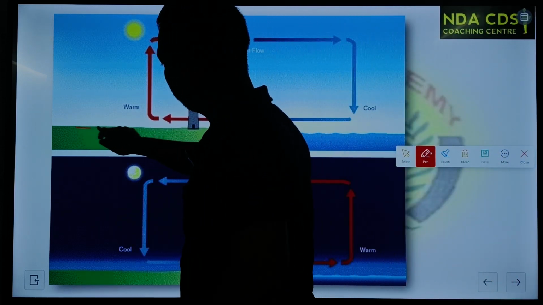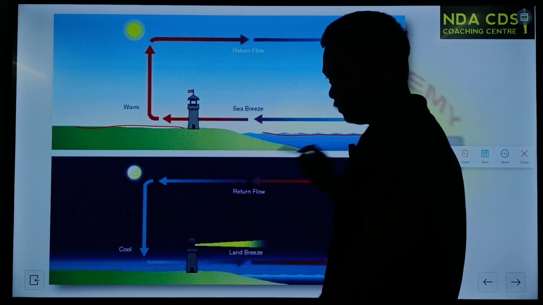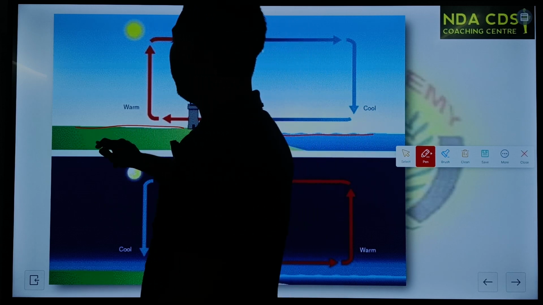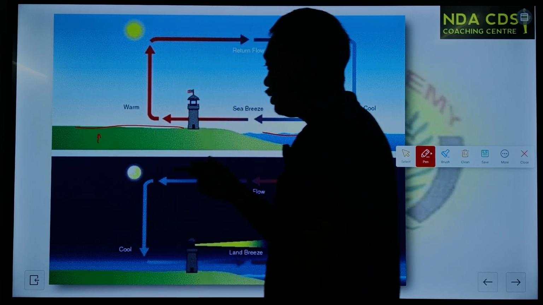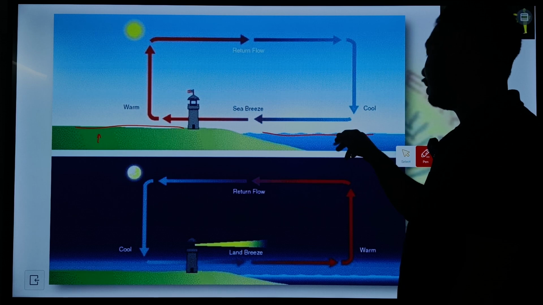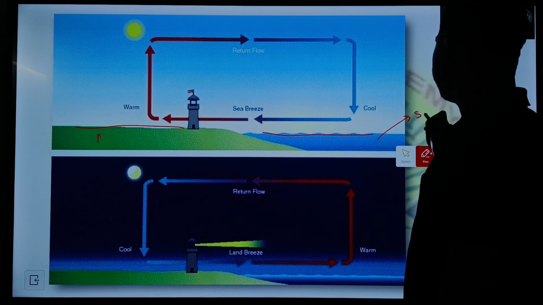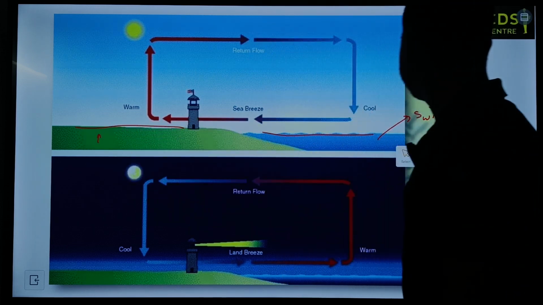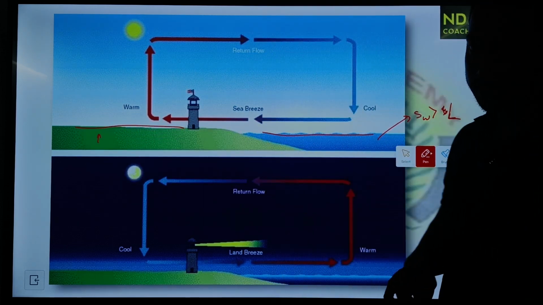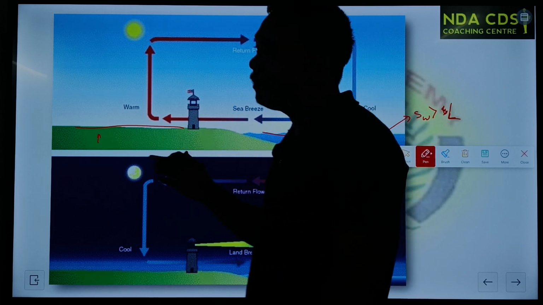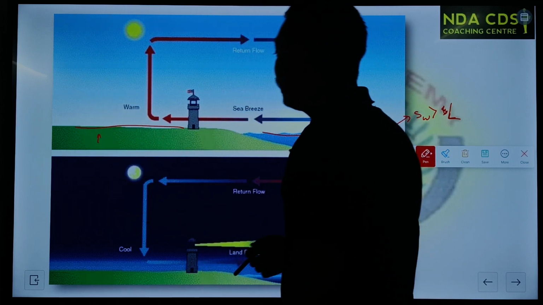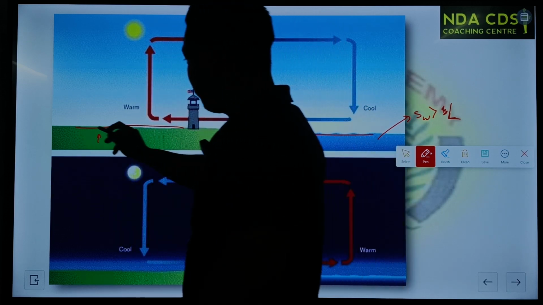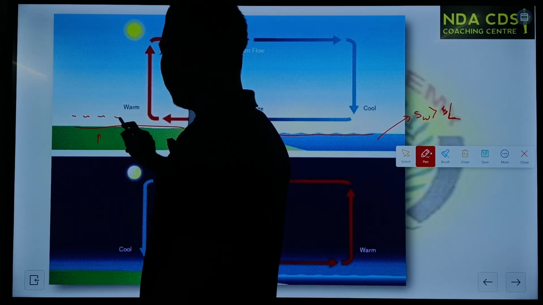Both the land and the sea will get heated up. But the thing is, land will get heated up a bit quicker than the water. Why? Because the specific heat of water is much more than the specific heat of the land. So water will take some time to get heated up, and by that time land gets a good amount of heat. यहाँ पे तो air molecules रहेगा ना.